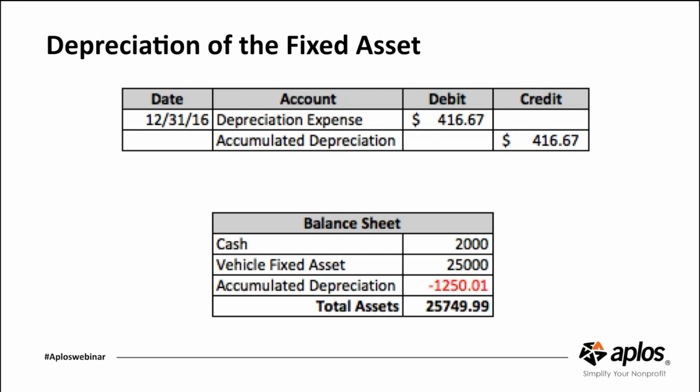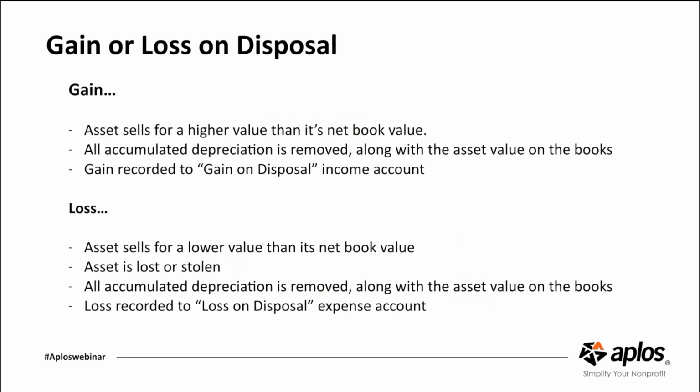So let's say this vehicle was stolen. I remove the value of the asset completely. I reverse the accumulated depreciation, and then the difference, the $23,749.99, is going to be counted as a total 100% loss on my income statement for that period because the asset was stolen. And again, once you meet a gain or a loss on a fixed asset, you stop depreciating the asset.